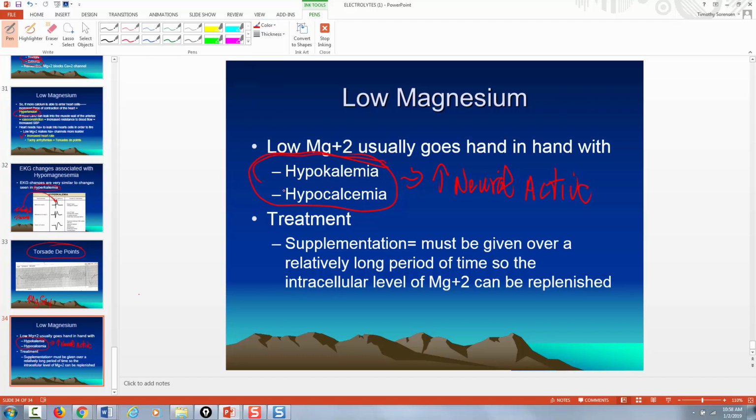Because hypokalemia goes along with hypomagnesemia, one of the things you have to remember is you have to correct the potassium first. Because if the potassium is low, the magnesium will continue to stay low. So if your potassium is low in the blood, along with your magnesium level, then the kidney will continue to excrete the magnesium. So you have to correct the hypokalemia and then administer the magnesium. Very important that you remember that.